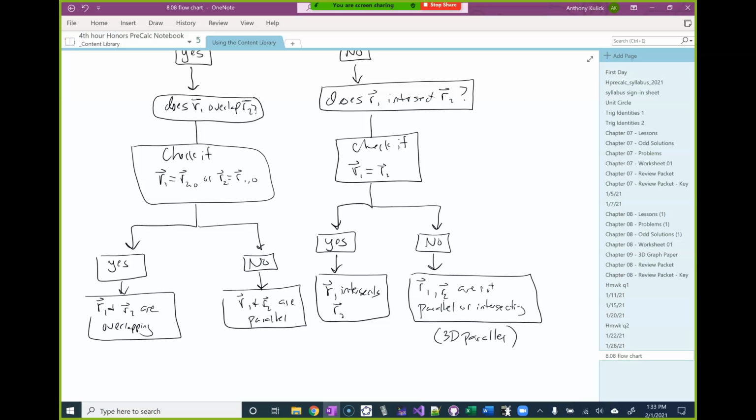Is everybody okay so far? Again, speak up if we're confused on anything. Anybody still working on the flow chart that needs me to stick around here for a minute? Okay.